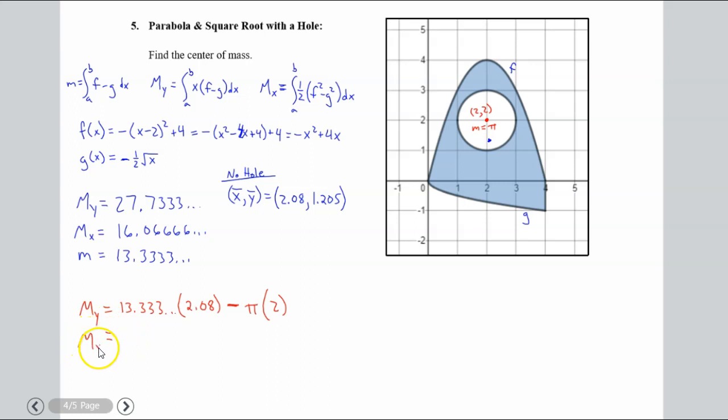Same thing for that mx. This is going to be the same thing, the mass of the first one. And usually when I calculate these out, I put in a whole bunch of 3s, or I change it to a fraction.